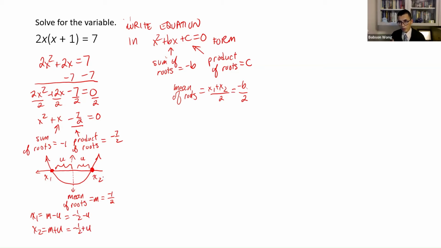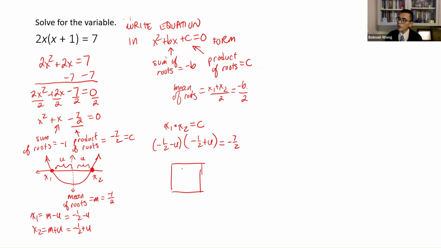Now, here's the really interesting part. The product of the roots, in other words, x sub 1 times x sub 2, that's equal to c. Well, x sub 1, we just said, was -1/2 minus u, and x sub 2 is -1/2 plus u, and that equals c, which, as we said over here, was -7 over 2, because that's the product of the roots right here. Now, we can use a box to multiply this.